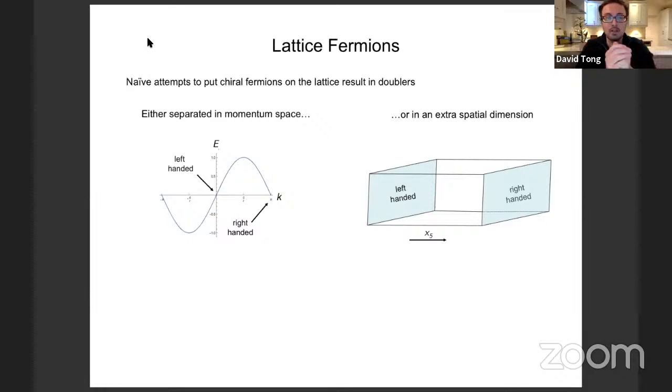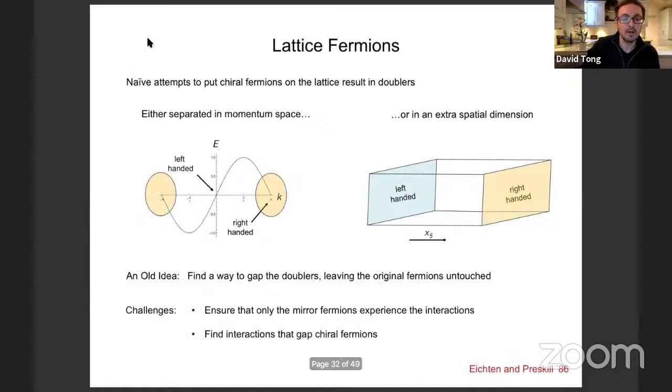A very beautiful idea due to David Kaplan that I'll talk about a little later is that you can somehow not split these doublers to some extent in momentum space, but you can instead split them in real space, where the real space is an extra dimension. So alternatively, you can consider a 5-dimensional massive fermion on an interval. You get a left-handed fermion here on one end of the interval, but the right-handed fermion makes an appearance on the other edge.